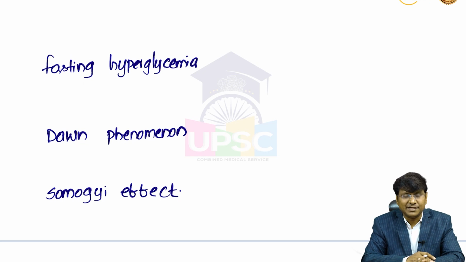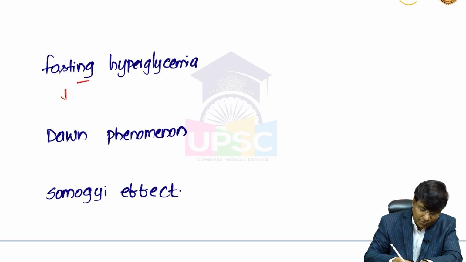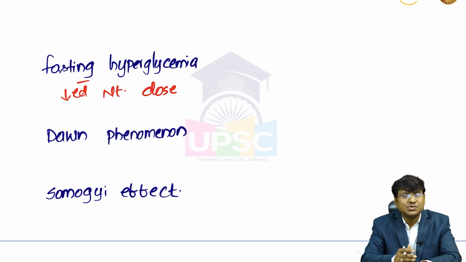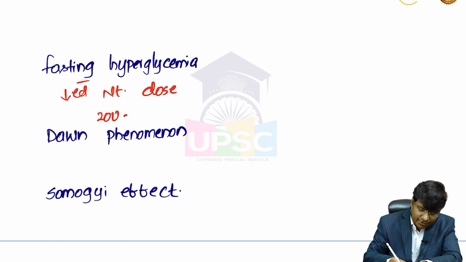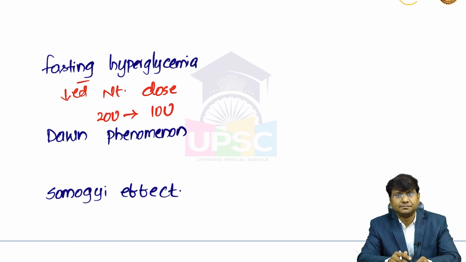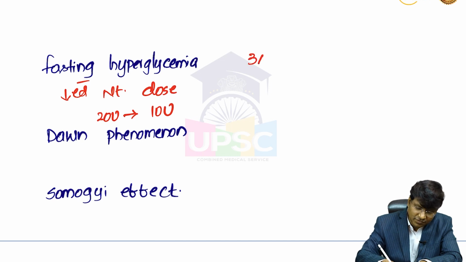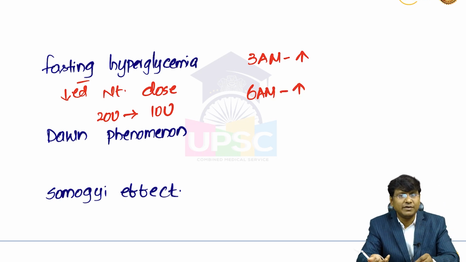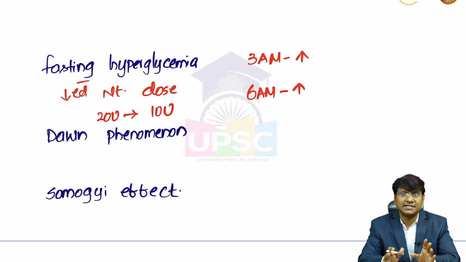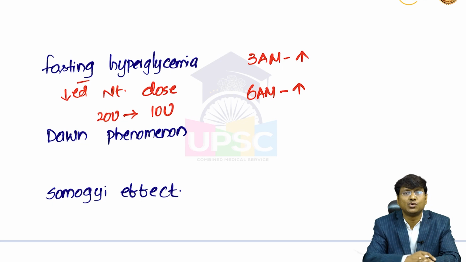You take fasting hyperglycemia. The cause of fasting hyperglycemia is a reduced night dose of the insulin. See, the patient has been advised to take 20 units in the night, for example, but the patient has taken only 10 units instead of 20 units. That will result in fasting hyperglycemia. So how will you evaluate this? If you check the 3 a.m. blood glucose levels, that will be high, and if you check the 6 a.m. blood glucose levels, even that will be high, right? So that is your fasting hyperglycemia, and that is due to what? Decreased night dose of insulin.